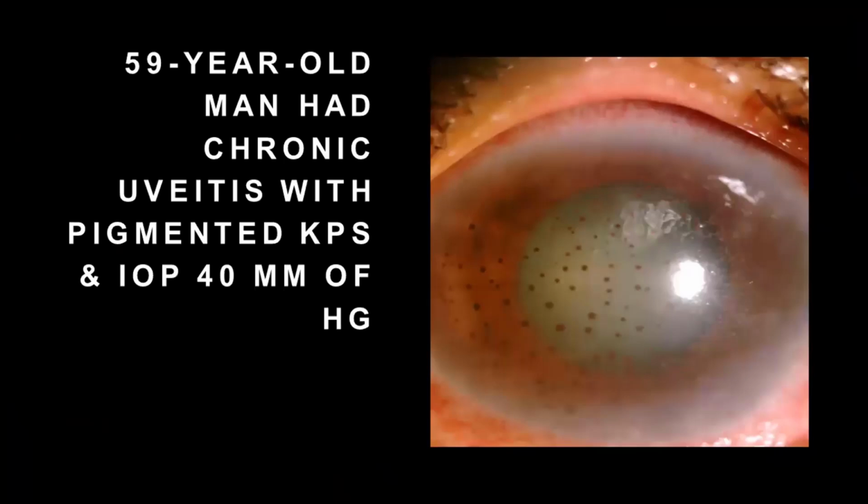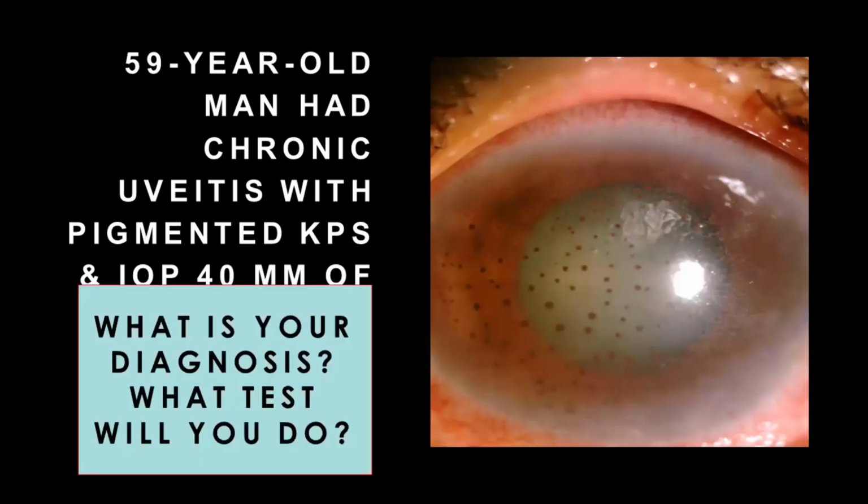There is one entity which you should not forget, that is viral anterior uveitis. This patient, a 59-year-old man, had chronic uveitis, pigmented KP, and IOP was 40 millimeters of mercury. When IOP is so high in uveitis cases, you should keep a virus as a possibility. Virus cannot be smeared or cultured. We need to do a PCR.